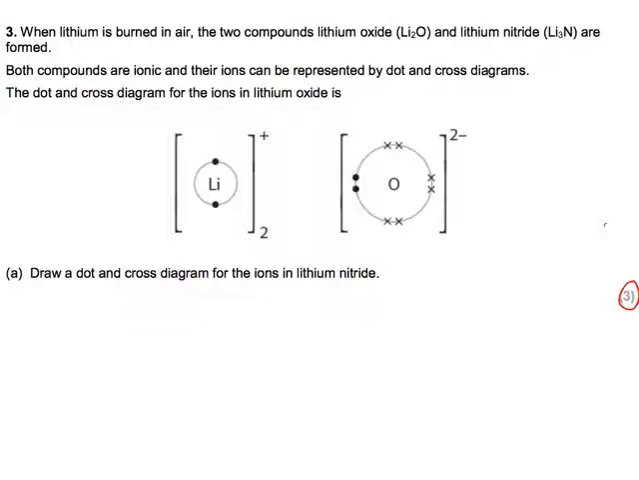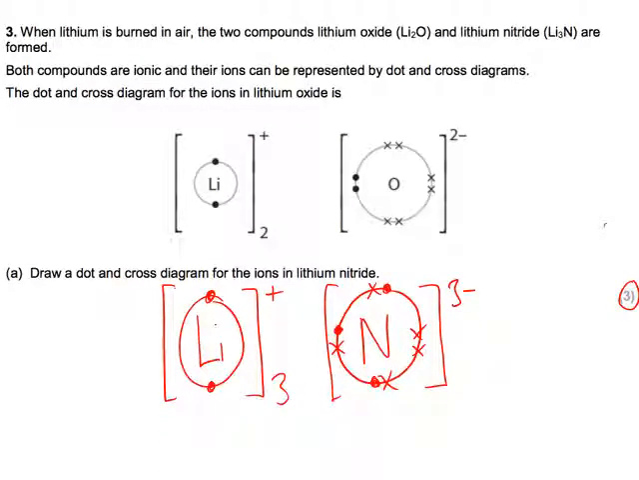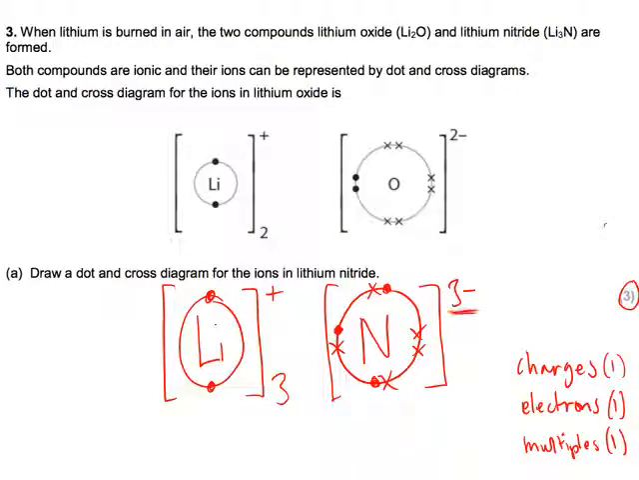Okay, so you should have got something like this. Now you can give yourself marks depending on this scheme here. Did you include the charges? So did you get the right charges? 3 minus and plus. Do you have the correct number of electrons in the outer shell? So 8 for nitrogen, 2 for lithium.